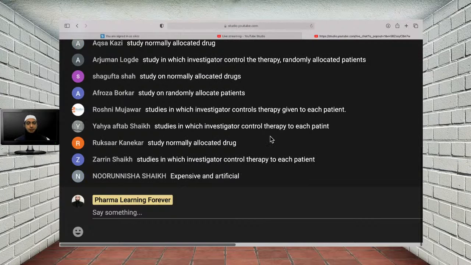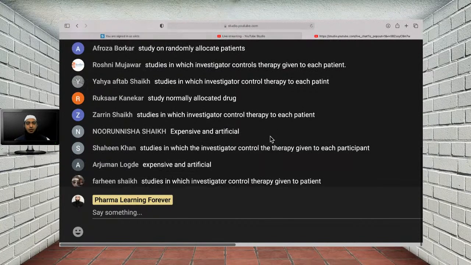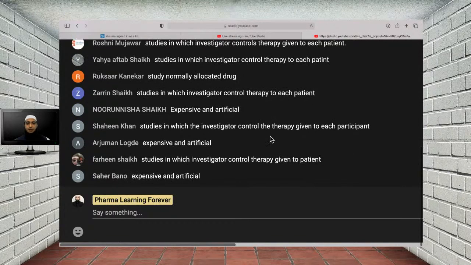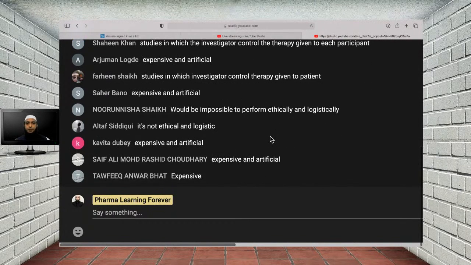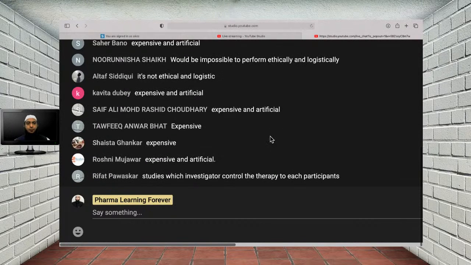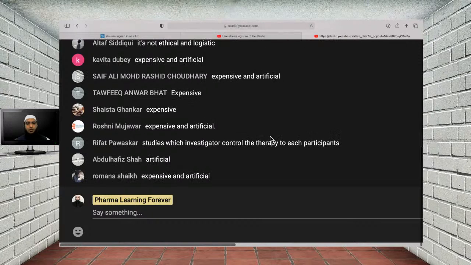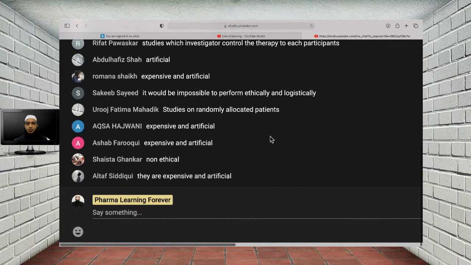I can see the first answer is given by Nurun Nisa. She mentioned that it is expensive and an artificial study. Yes, it is expensive because you need to recruit the patients. Very good. What could be the other reason? One, it is expensive and it is artificial. What could be the other reason?